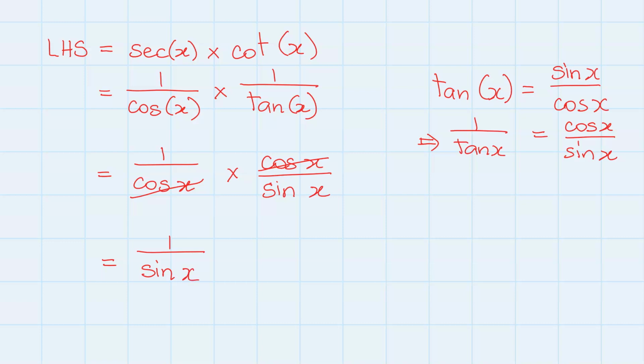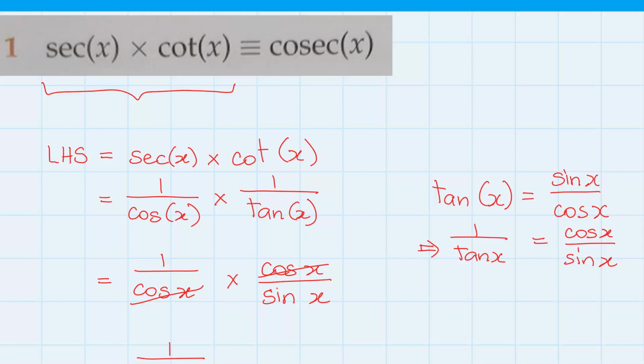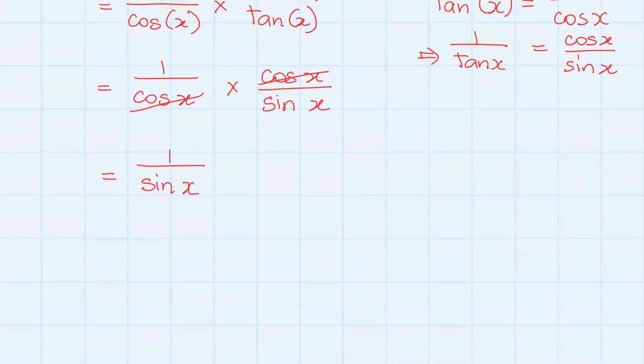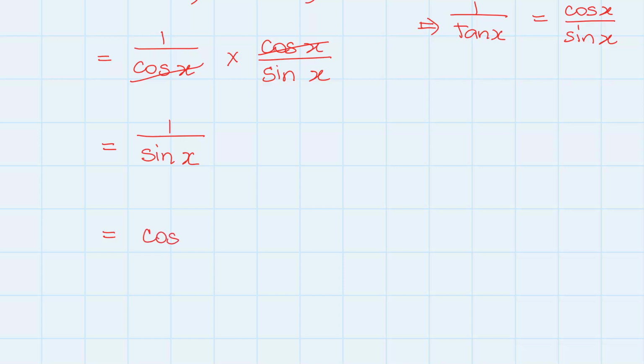And then I'm looking to see what I'm working my way towards. I'll go back to my original expression. The right hand side is cosec x, which is in fact 1 over sine x. So I can now rewrite this 1 over sine x as cosec x, which is my right hand side.